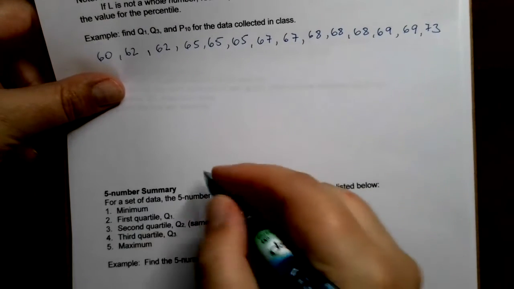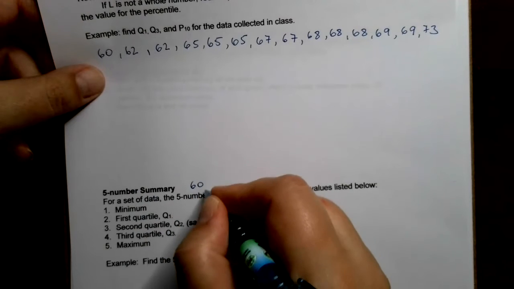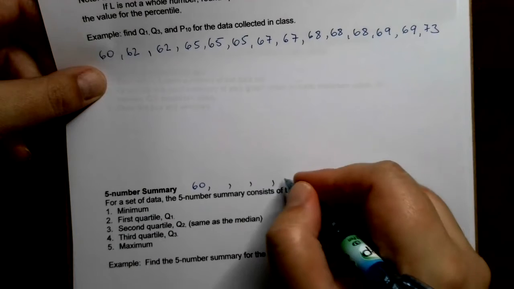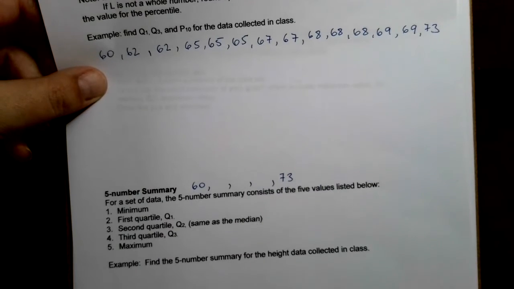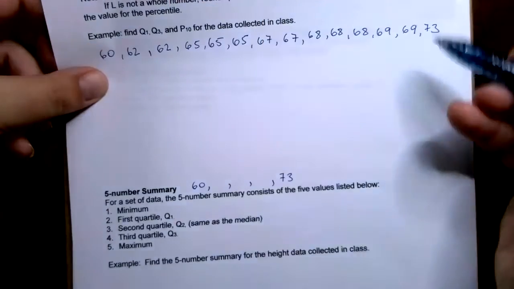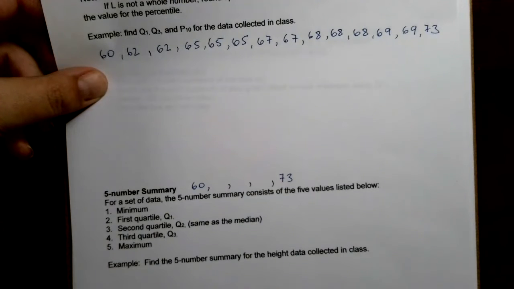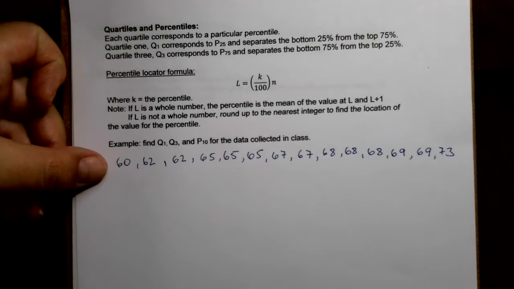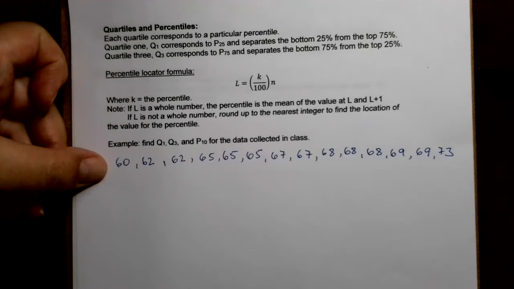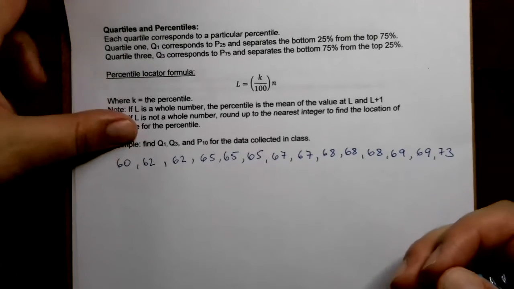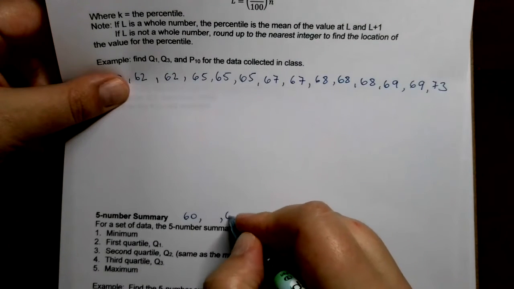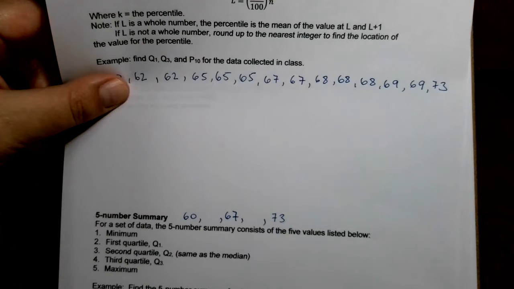So for the minimum value, we have 60. Then we're going to have 3 more numbers, followed by the last number, 73. So the minimum value and the maximum value go into your 5-number summary. Another value that goes into a 5-number summary is your median. The median is going to be the number in the middle. In the previous videos, we figured it out to be 67.